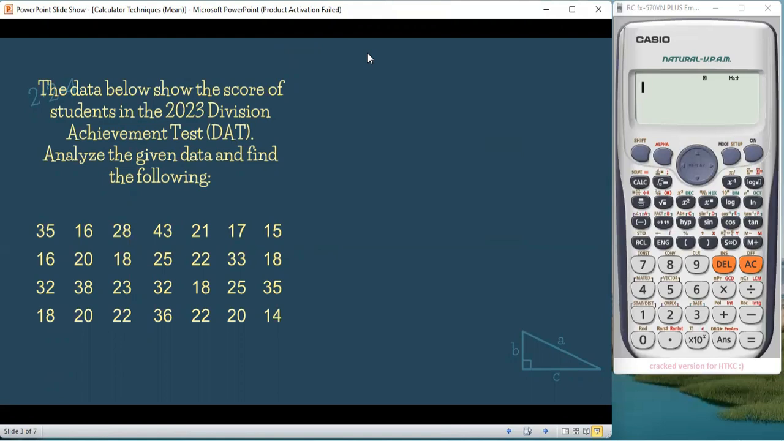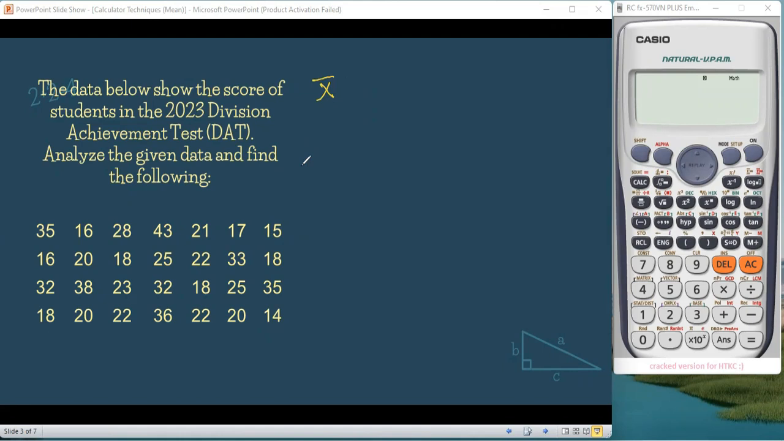To start with, let us have this example. The data below show the scores of students in the 2023 Division Achievement Test, or DAT. Analyze the given data and find the following: the mean, the variability, the regression, and the summation. When we see mean, it is denoted by X bar. And the variability is the measure of dispersion, or the measure of spreadness, showing how spread out the data are from one another.